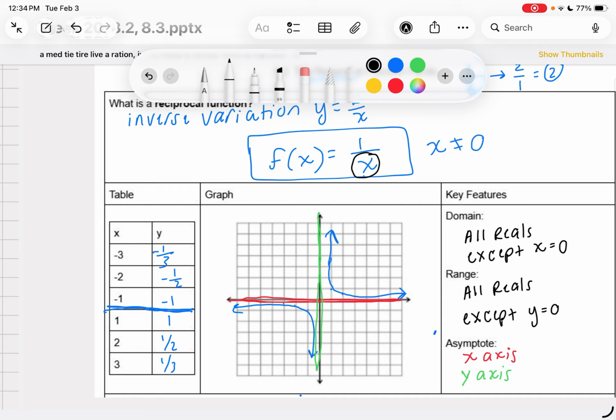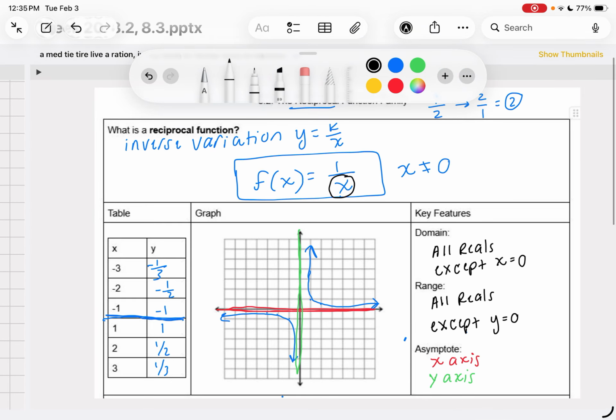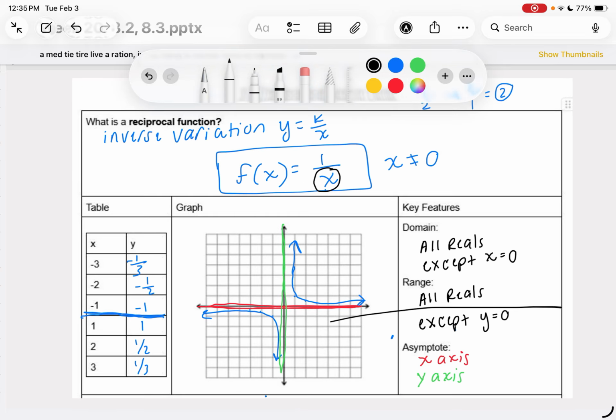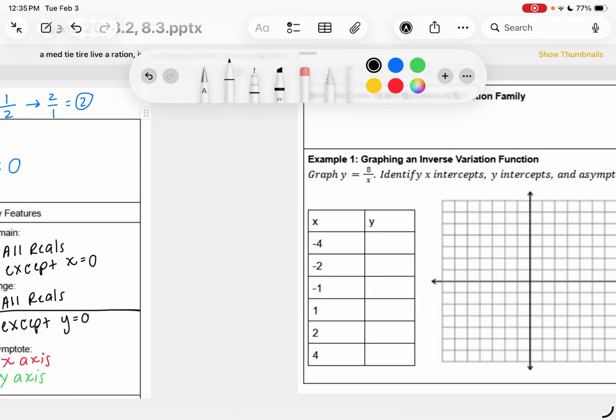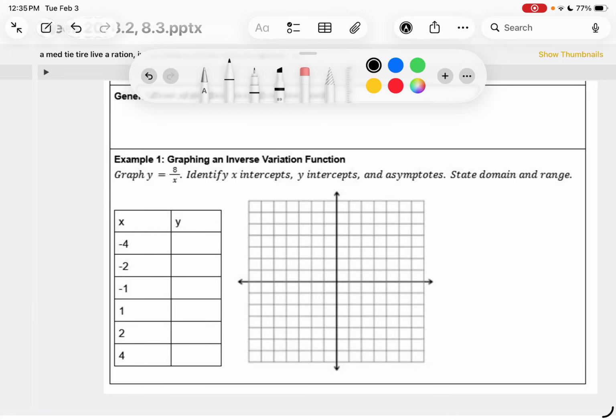Okay? So that's my most basic form of a reciprocal function, and now we're going to look at what happens as we do transformations to the function. So how do we move it left, right, up, down? How do we flip it? What we've looked at with all the functions we've studied before. So let me move this up here.